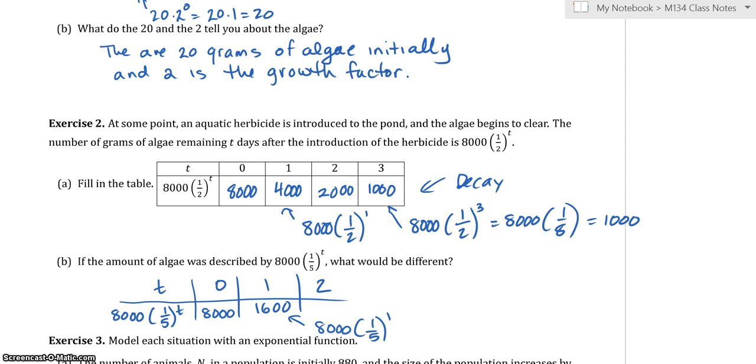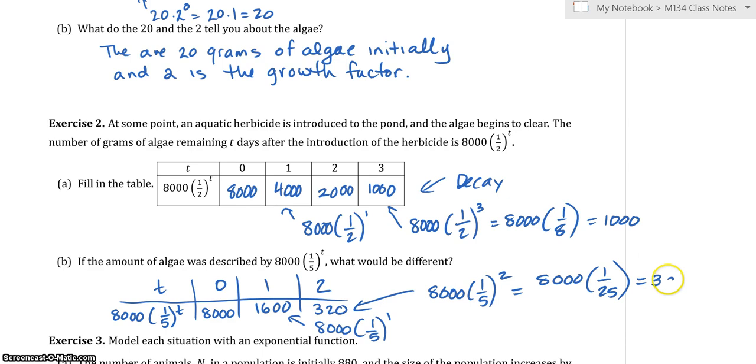Plugging a 2 in again, it's like we're going to be dividing by 5, right? 1/5 of that is 320. And again, to see that would be 8,000 times 1/5 squared, which is 8,000 times 1/25. Hopefully, if you use your calculator, that is 320. You can see that it's going to decay way more rapidly.